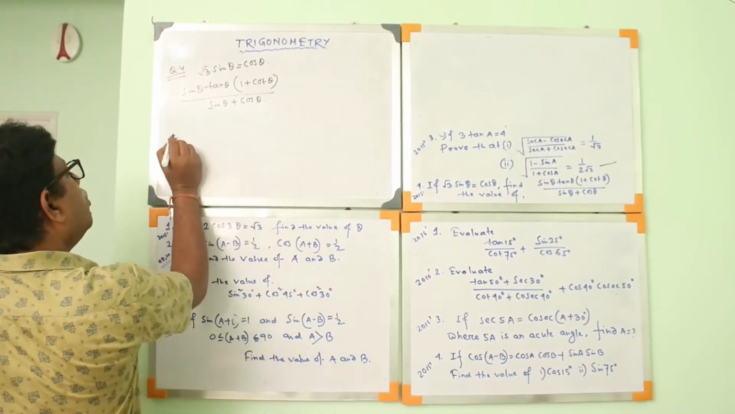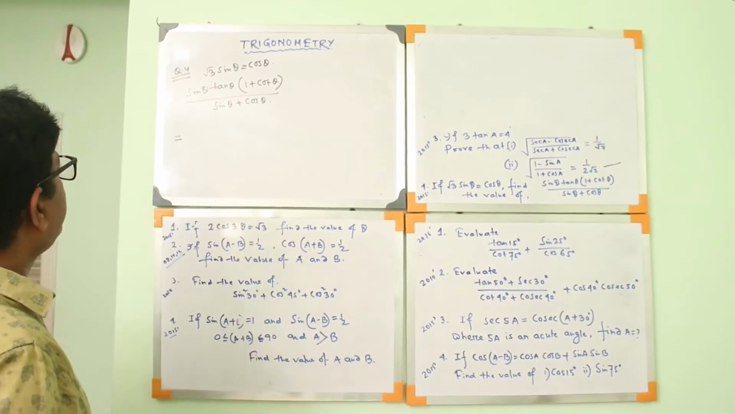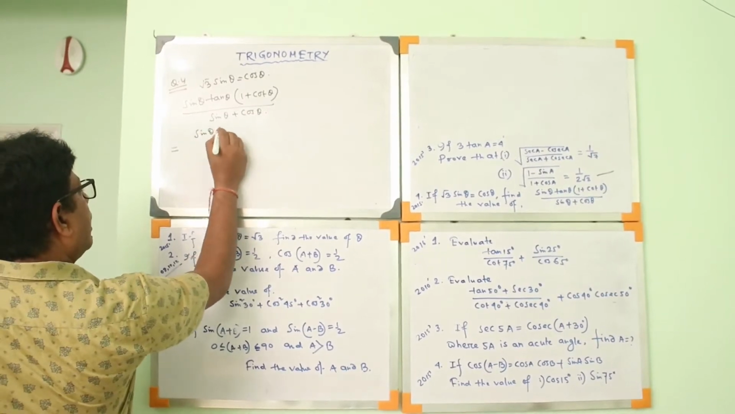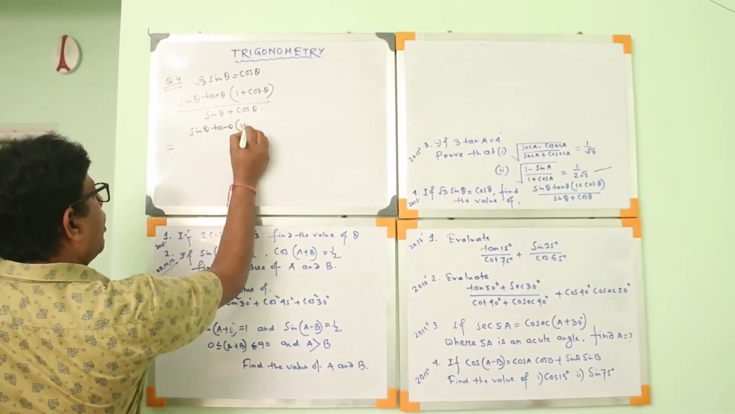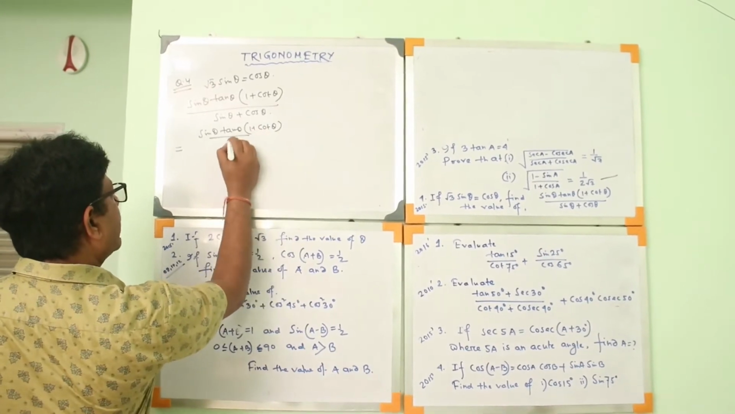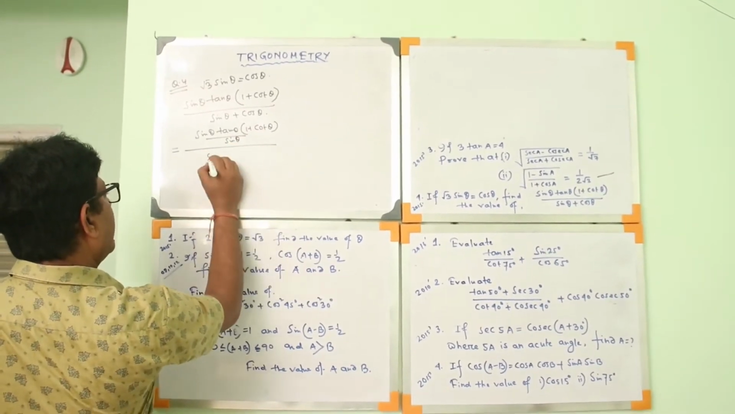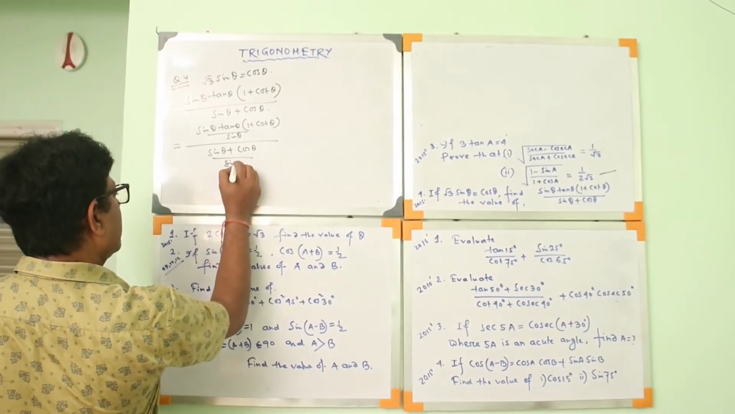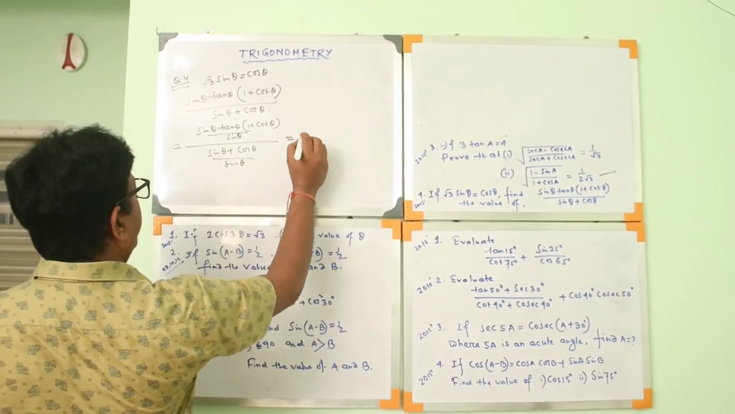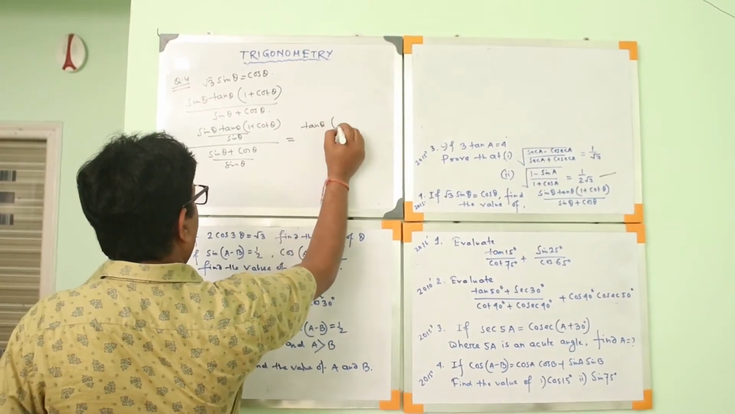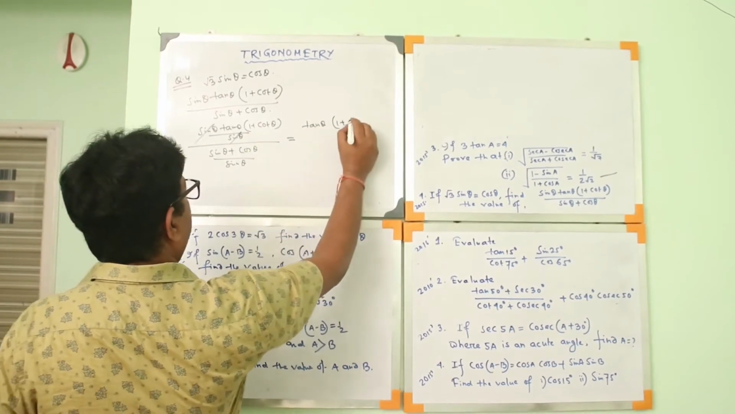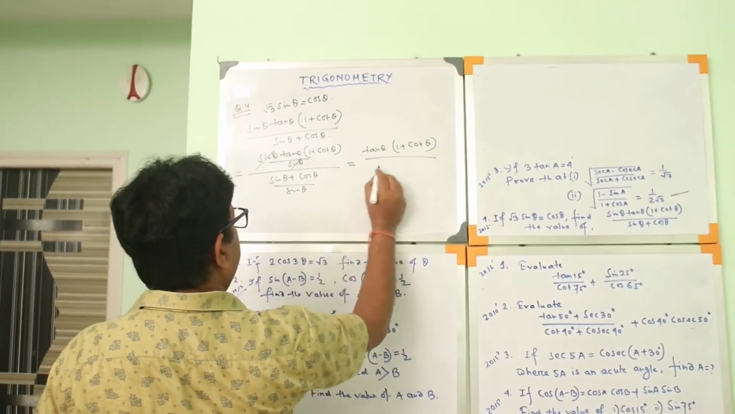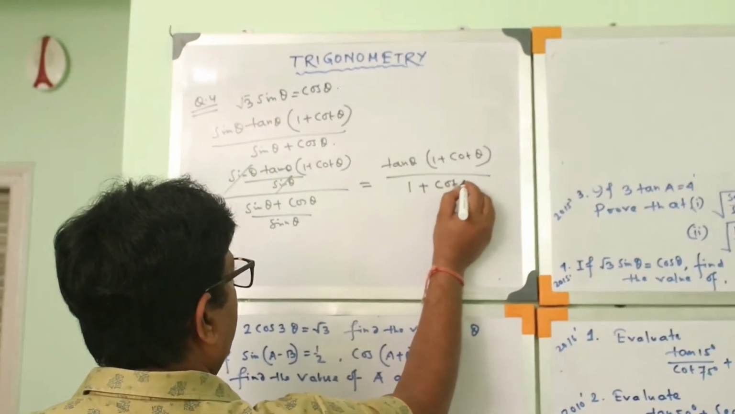Dividing numerator and denominator by sin theta, we will get sin theta tan theta, 1 plus cot theta by sin theta, and sin theta plus cos theta divided by sin theta. So ultimately we get tan theta, because sin theta cancels, 1 plus cot theta divided by sin theta, and sin theta means 1 plus cot theta.